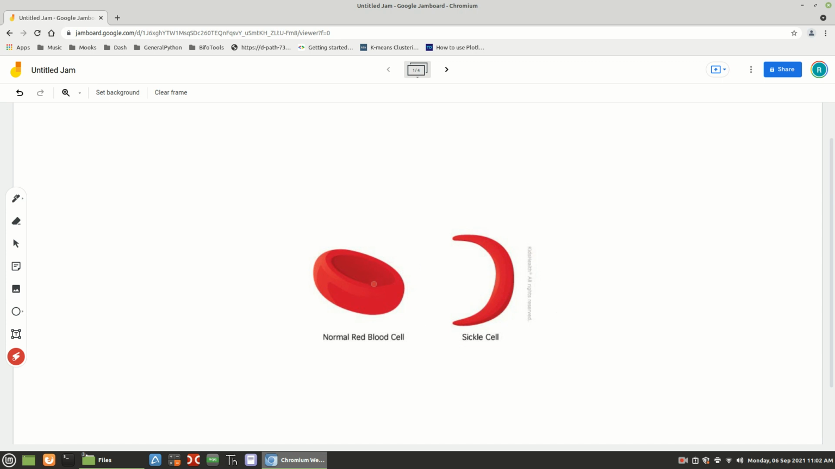This normal shape is more or less rounded, and because of that rounded shape, they flow through your blood vessels pretty well. They bounce off of each other more or less. But with the sickle shape, they don't bounce off each other, and they get stuck where the arteries and veins branch.